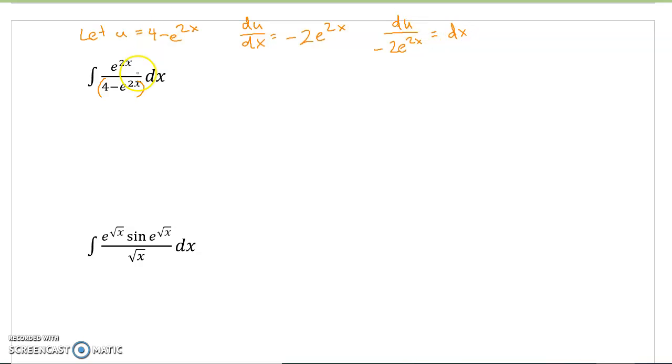So when we rewrite this integral, the e to the 2x up top is about to go away. You probably see that coming. And we've got u on the bottom, and the dx is the same thing as du over negative 2 e to the 2x.